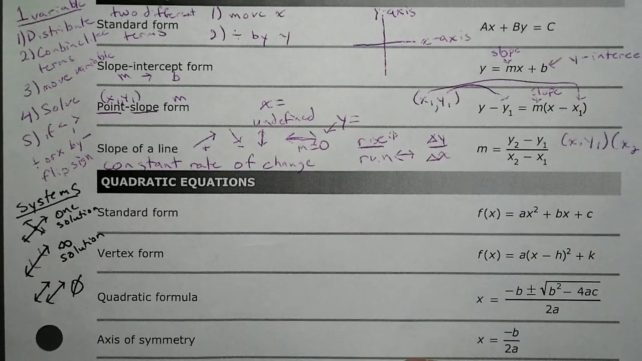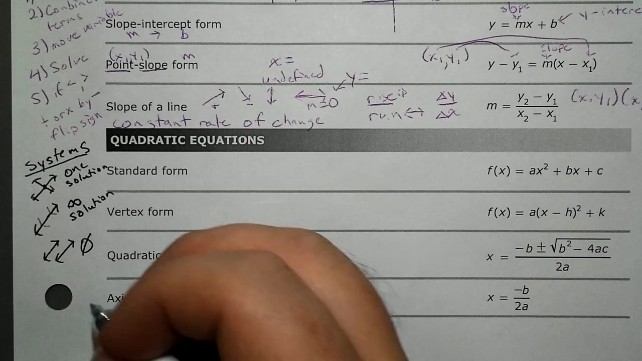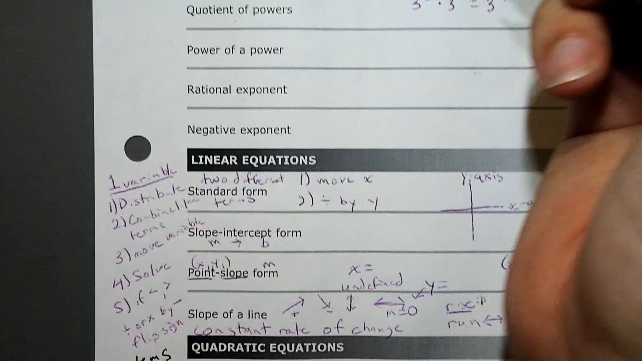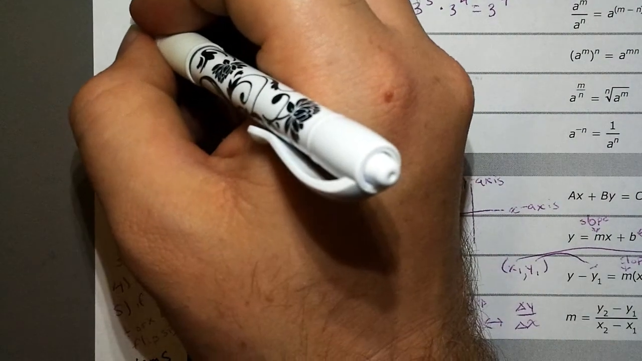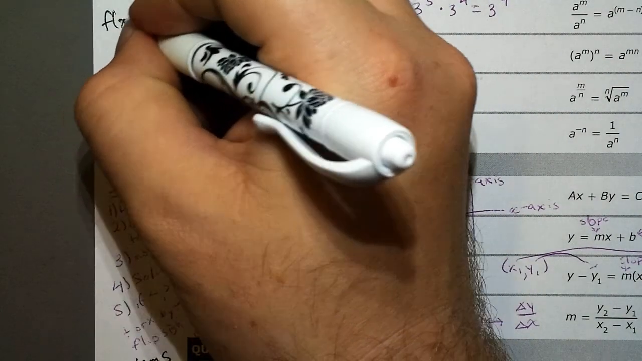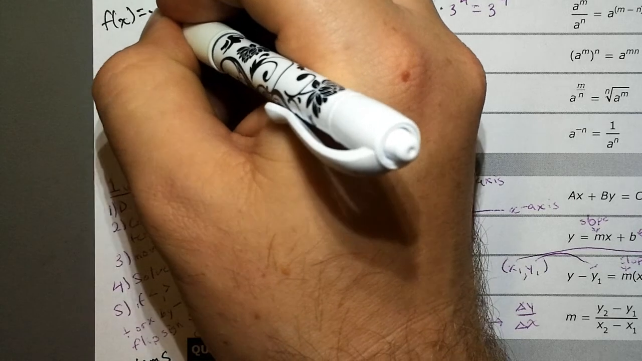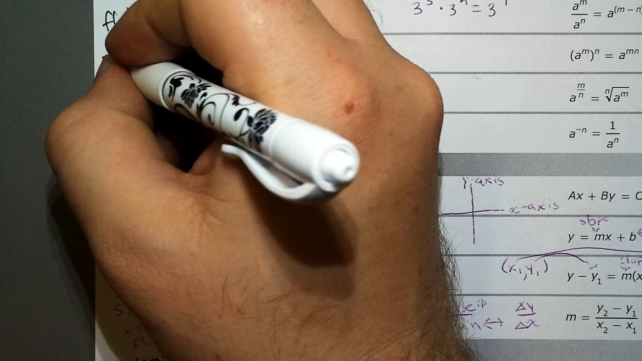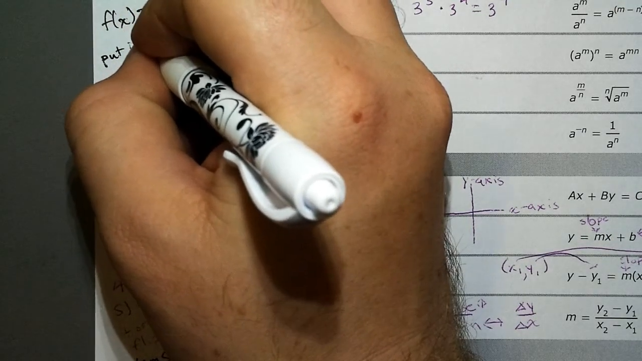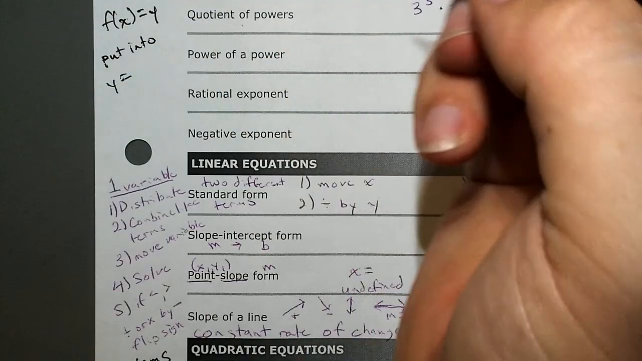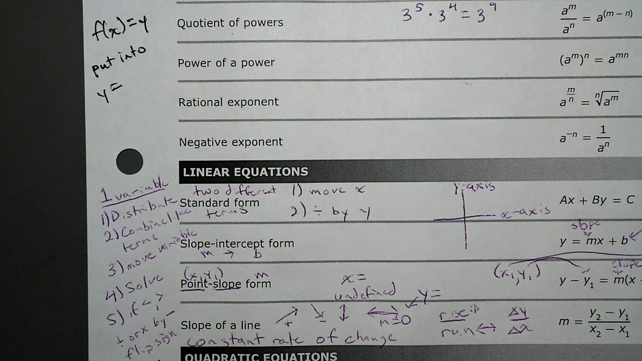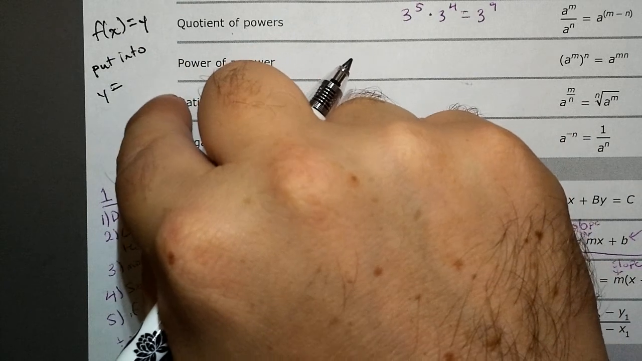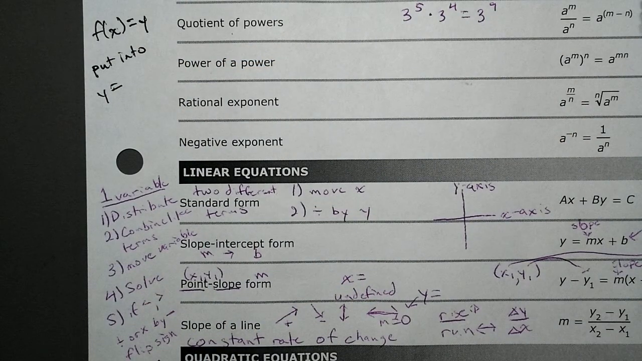Now, something for you to remember. If you see, and I'm going to write it up here because I'm kind of running out of room, f of x is just another way of saying y. And if you see that, put into y equals. There's a lot of the problems on your test that can be solved if you just graph them. If you see f of x or y equals, put into y equals on your calculator.